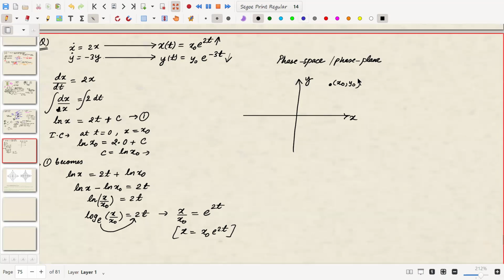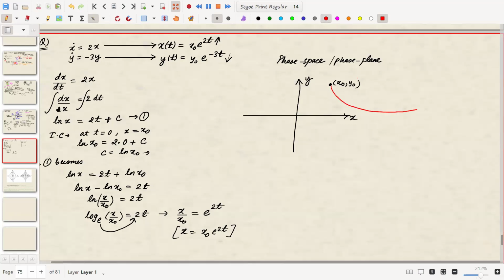How about this guy? How about this? Which color shall we pick? Maybe red. How about this? Does this make sense? Are you agreeing? Why? Miss Abhirami will tell. Why is this true? Why is this working?